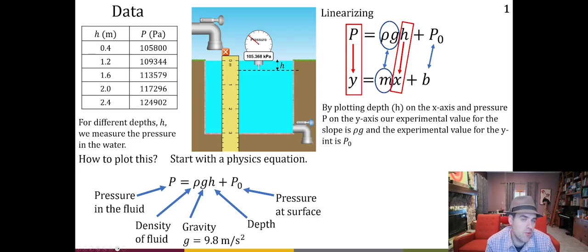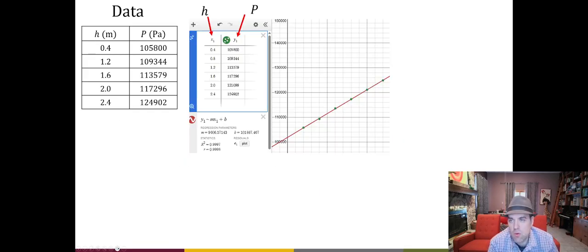So our experimental value for the density of the fluid times g, rho g, is the value that our slope will give us in our plot. And our experimental value for the surface air pressure, P0, is the same as our experimental value for the y-intercept from our plot. So here's that data that we took, and we're going to plug it into Desmos. Remember, on the x-axis, we're going to plot depth h, and on the y-axis, we're going to plot pressure P.